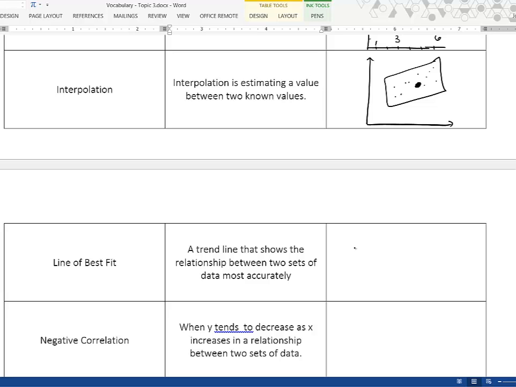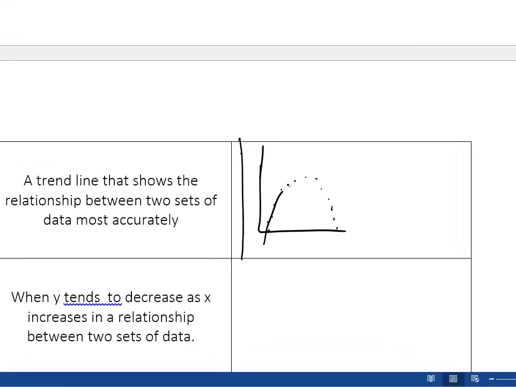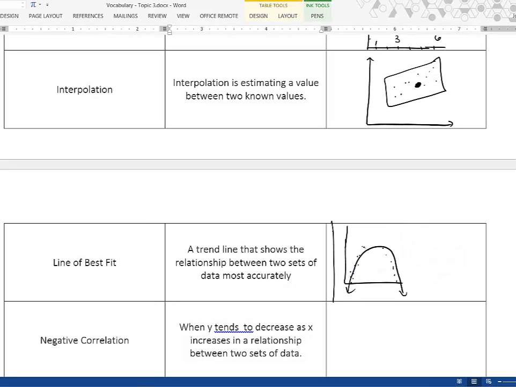So let's say we have some data here, and it makes a U, an upside down U. A line of best fit would actually follow that U. The line of best fit would follow the data. Whereas a trend line is basically a line, so a trend line would only be a straight line. It wouldn't curve or anything.